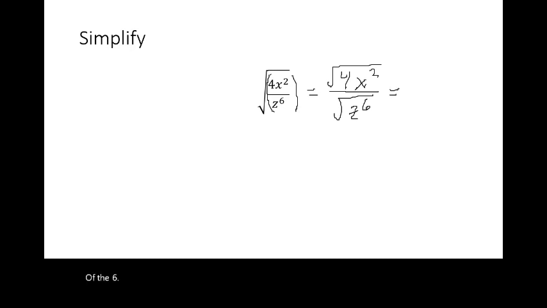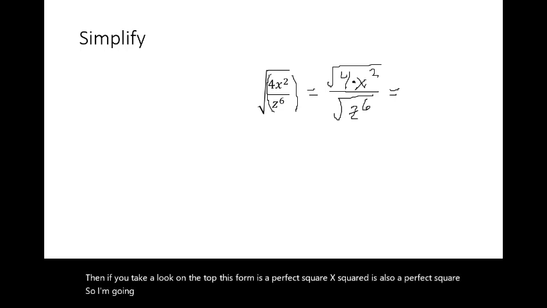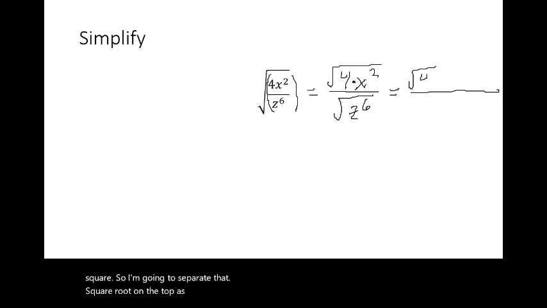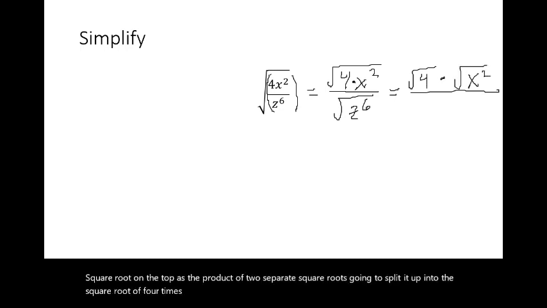Then if you take a look on the top, this 4 is a perfect square. X squared is also a perfect square. So I'm going to separate that square root on the top as the product of two separate square roots. I'm going to split it up into the square root of 4 times the square root of x squared.